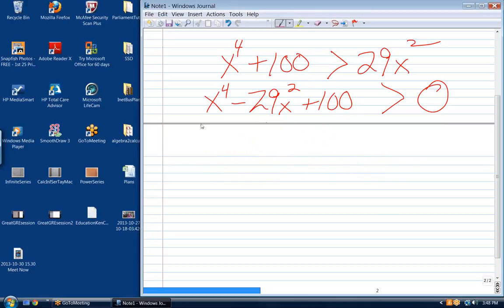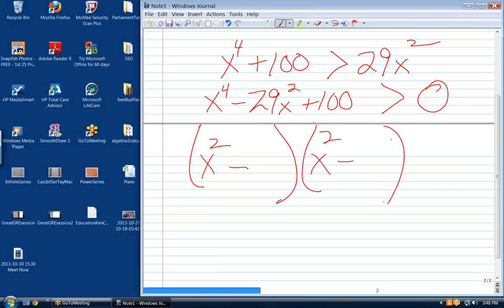So, in other words, I know my answer is going to be x squared minus, x squared minus. And I need factors of 100 that add to 29. Well, that doesn't sound easy at all. 20 and 5 add to 25. 20 times 5, but that's 45. That doesn't add to 29. 25 and 4. We were all around it. Okay, so that has to be greater than or equal to 0.